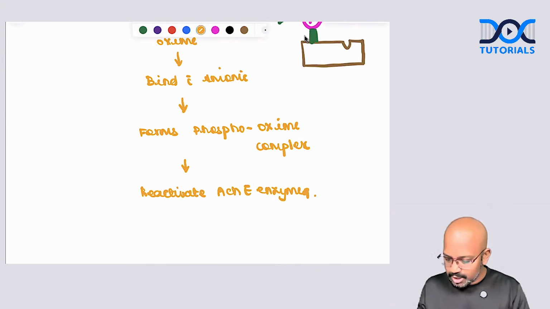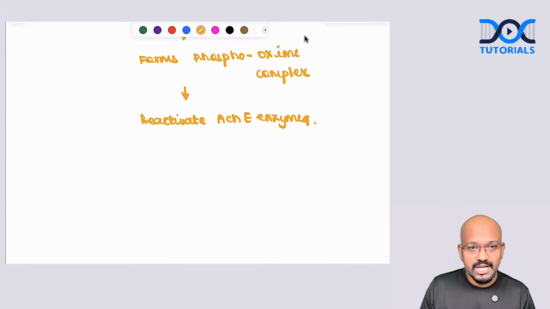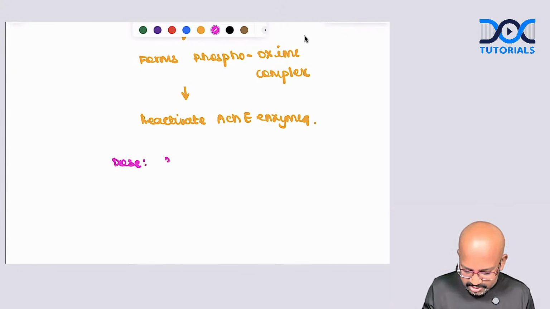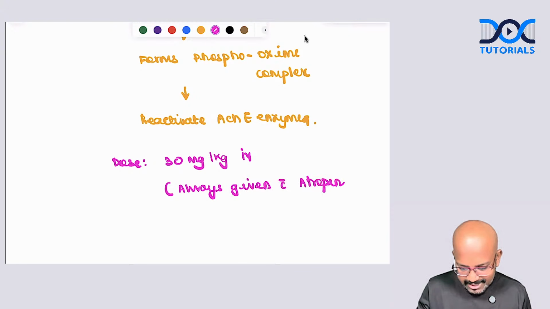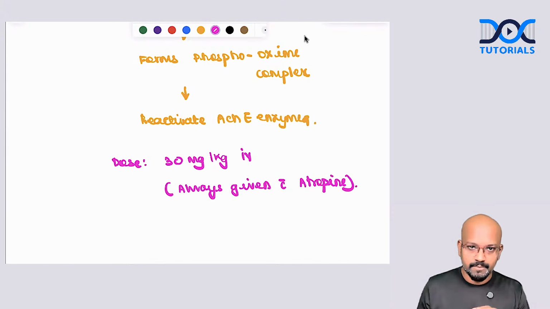Okay, so it's going to be reactivating acetylcholinesterase enzyme. The last point to be remembered: what is the dose? We can administer around 30 milligrams per kilogram via IV route. And please note down, it is always given along with atropine. It is never given as monotherapy. It should always be given along with atropine, guys.